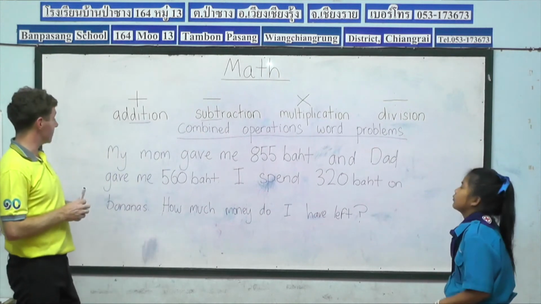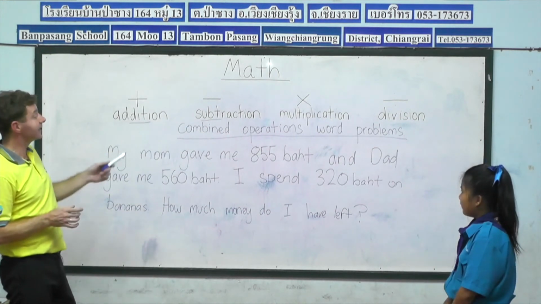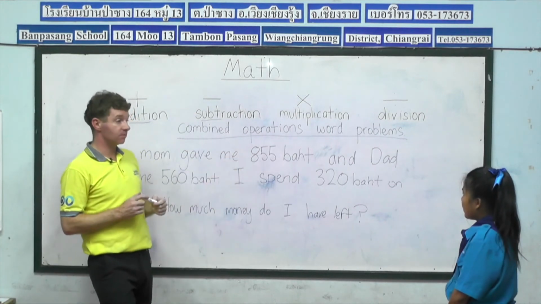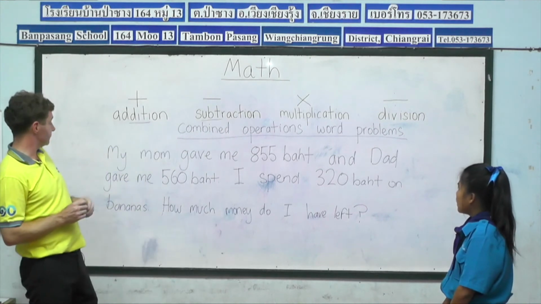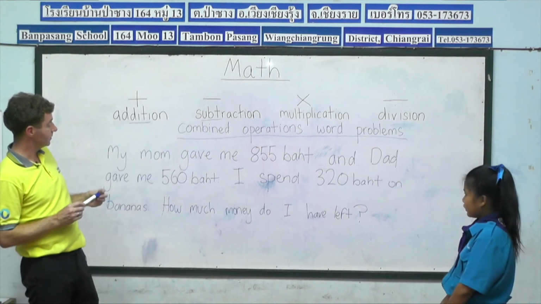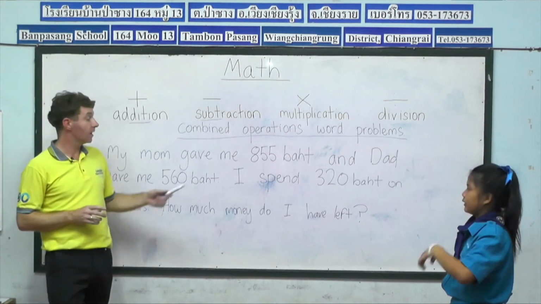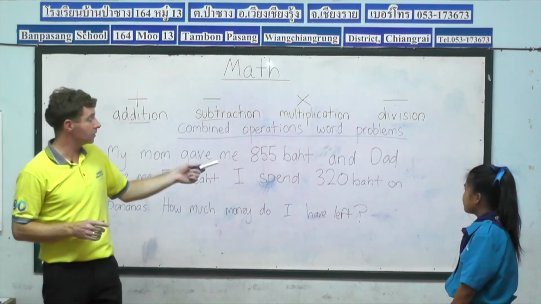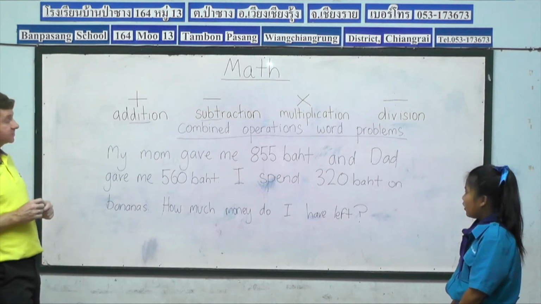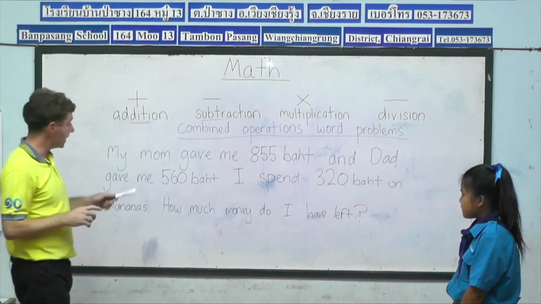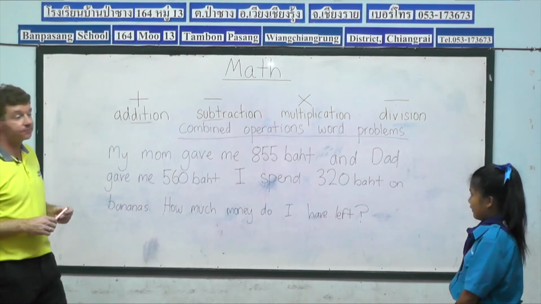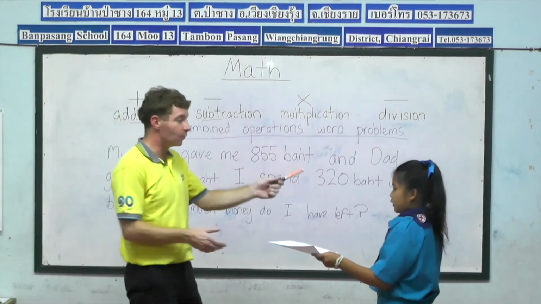Let's all read it together. My mom gave me 855 baht. And Dad gave me 560 baht. I spend 320 baht on bananas. So Lak Gao's question, how much money do I have left? Well, let's find out. Lak Gao, it's over to you.